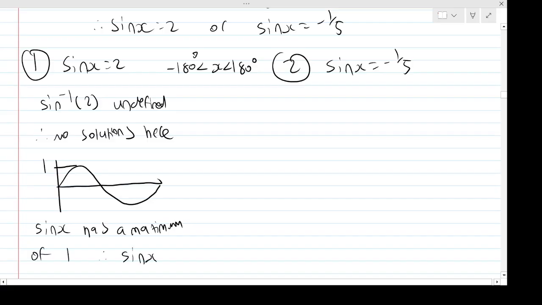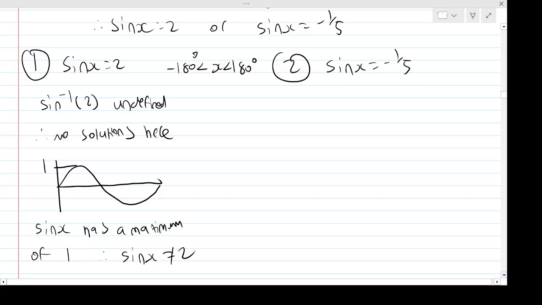Therefore, sine x cannot be 2. So if it can't be 2, there are no solutions to this. That's a technical reason, but obviously if you were to just follow the process, you do inverse sine of 2, and the calculator would say math error. It wouldn't work, so it'd be undefined, and it's undefined because again, the sine graph has a maximum of 1. It can't go above 1, so it can't be 2. So there are no solutions here, but this is the proper technical reason, because the graph tells you the maximum of 1. Anyway, so let's move on to this.